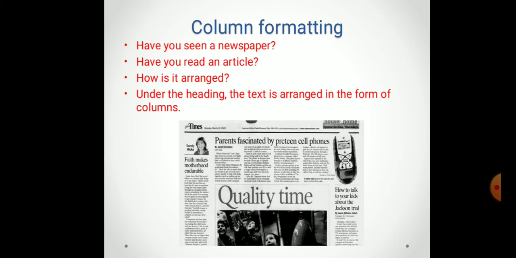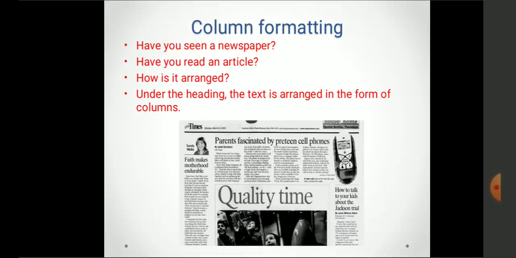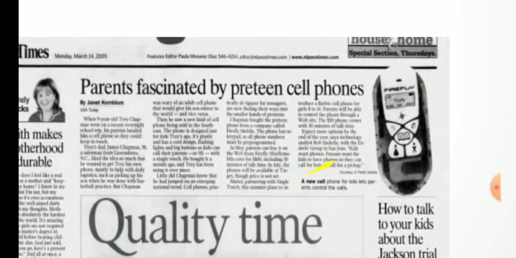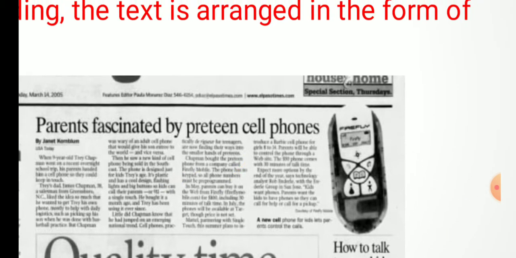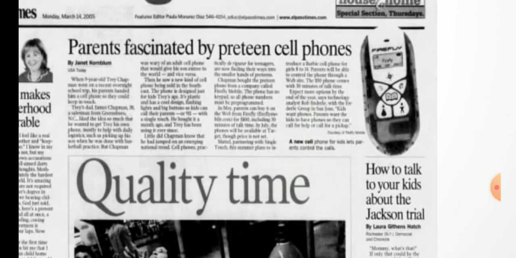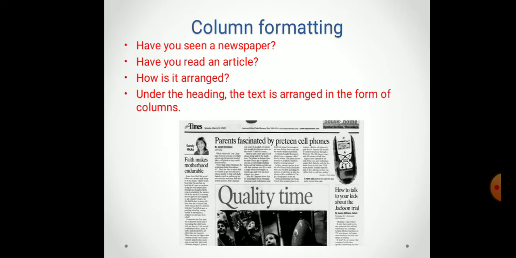In a newspaper, a heading is printed and the messages or topics are given in the form of columns, isn't it? In this newspaper, under the heading Parents Fascinated by Preteen Cell Phones, we can see 1, 2, 3, 4 columns. So under one topic we can see 4 columns. Like this the newspaper is printed. Have you noticed, children? Yes.